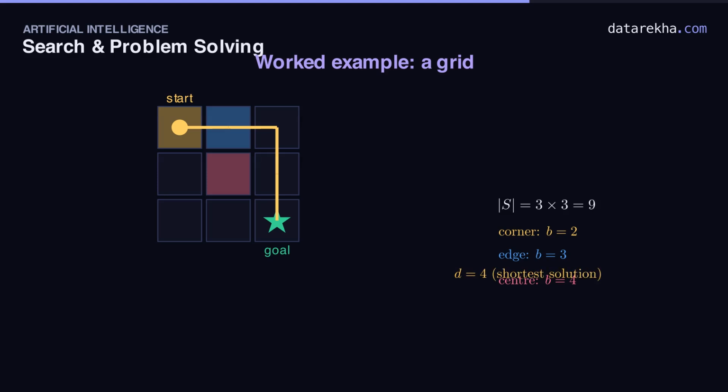Here's 1: right, right, down, down. 1-1, 1-2, 1-3, 2-3, 3-3. 4 moves. Cost 4. There's more than one shortest path. Down, down, right, right works too.